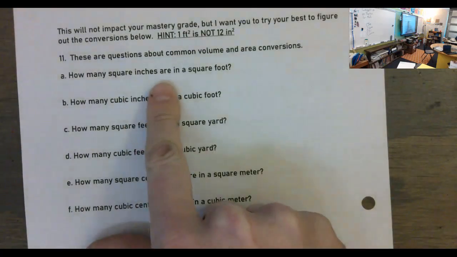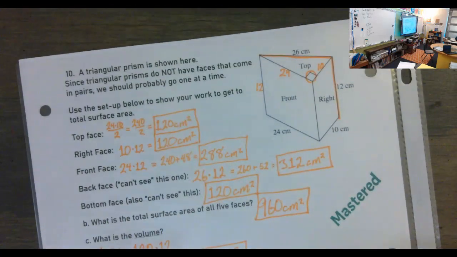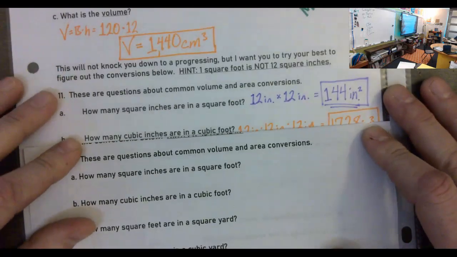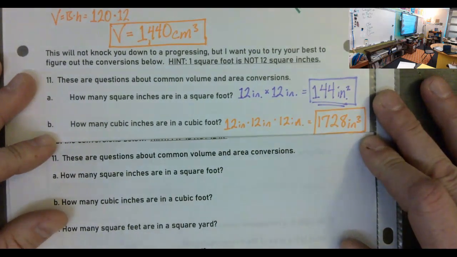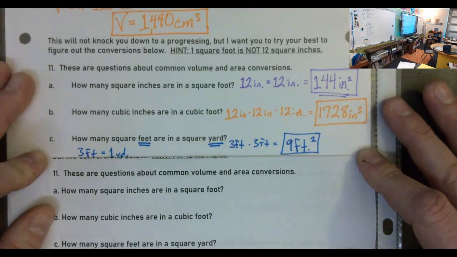How many square inches are in a square foot? Shout it out if you think you know it. 12 squared. 144. Put that to here. Hold on. We'll do this. I'm going to fold this in half. I know, it's time to go to lunch, but no, I'm still in the minute. How many cubic inches are in a cubic foot? 1,728.